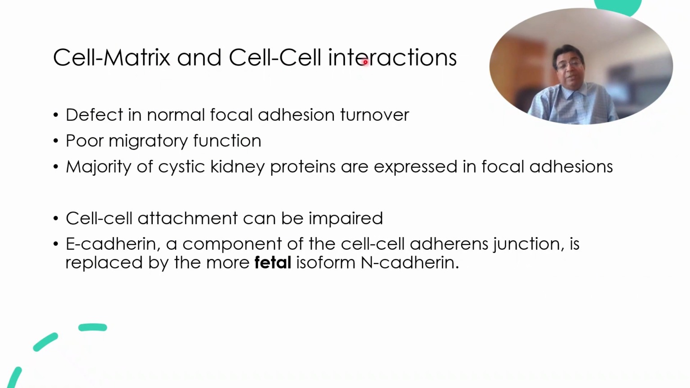So cell-matrix and cell-to-cell interactions are important. In ADPKD, there is a defect in normal focal adhesion turnover. So there's persistent adhesion, there's increased adhesion, and there's poor migratory function. And a majority of cystic kidney proteins are expressed in focal adhesions. So all these proteins that are implicated in cystic disease are actually present in focal adhesions. They're also present in cell-to-cell junctions, and they're present in cilia. E-cadherin, which is a component of the cell-to-cell adherens junction, is replaced by the more fetal isoform N-cadherin. So again, another fetal protein which persists into childhood and adulthood.